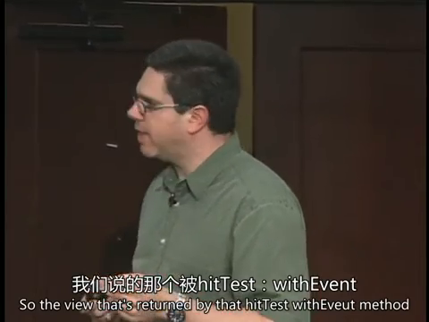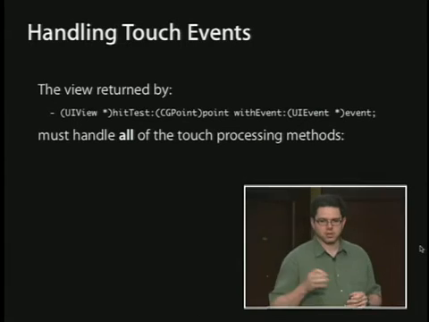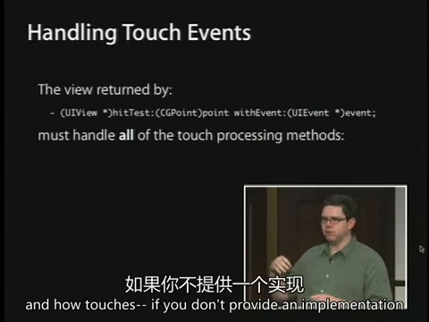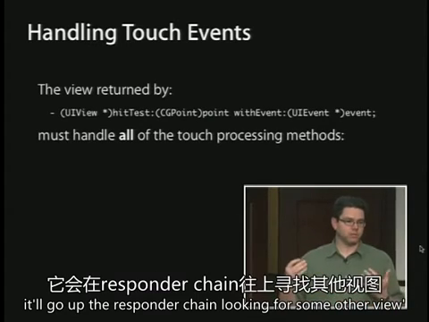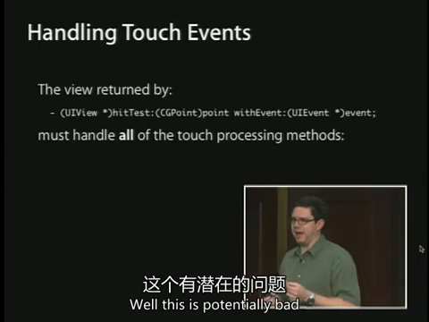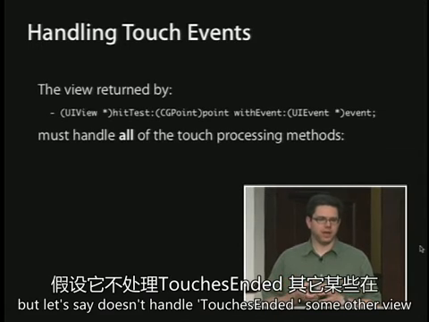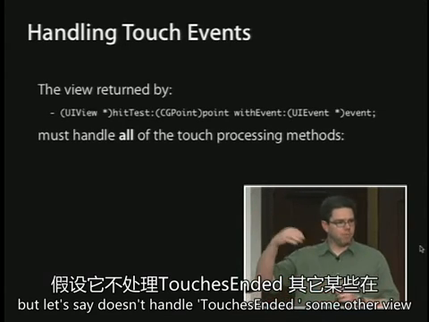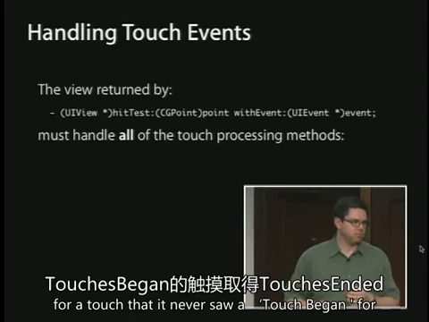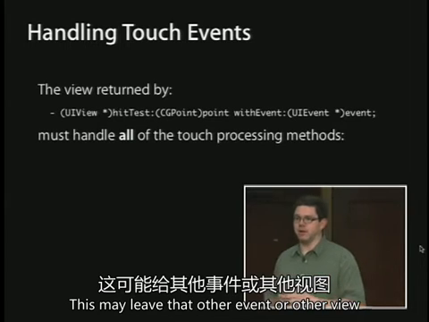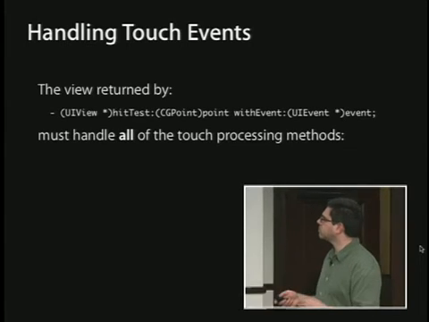So the view that's returned by that hit test with event method that we talked about really has to handle all the touches. We talked a little bit about the responder chain and how, if you don't provide an implementation for these touch handling methods, it'll go up the responder chain looking for some other view. Well, this is potentially bad. If you've got a view that is returned from hit test and it handles touches began, but let's say doesn't handle touches ended, some other view up the responder chain somewhere is going to get a touches ended for a touch that it never saw a touch began for, which may leave that other view in some inconsistent state or even cause a crash.